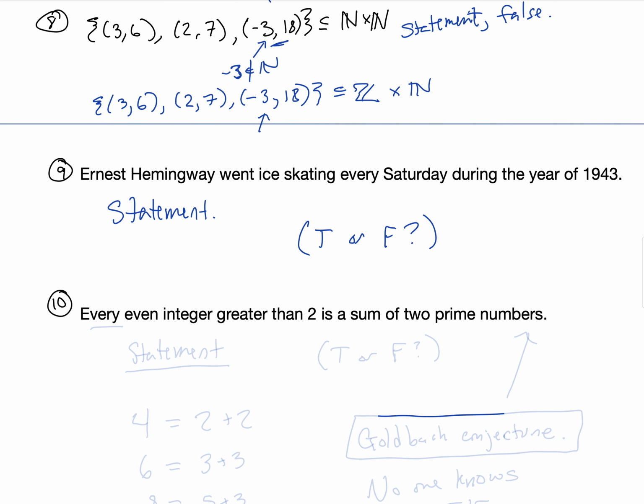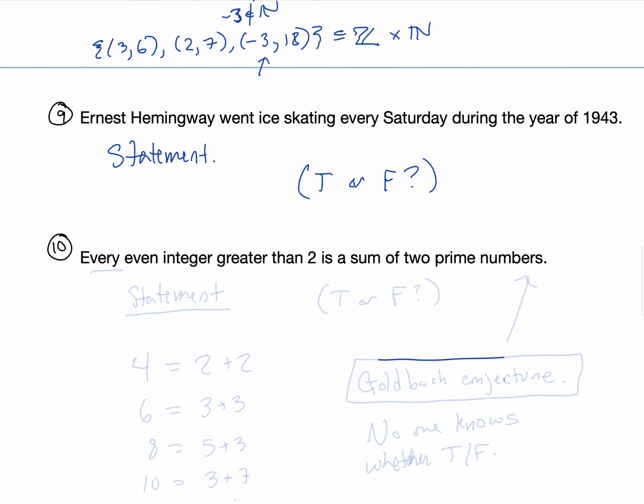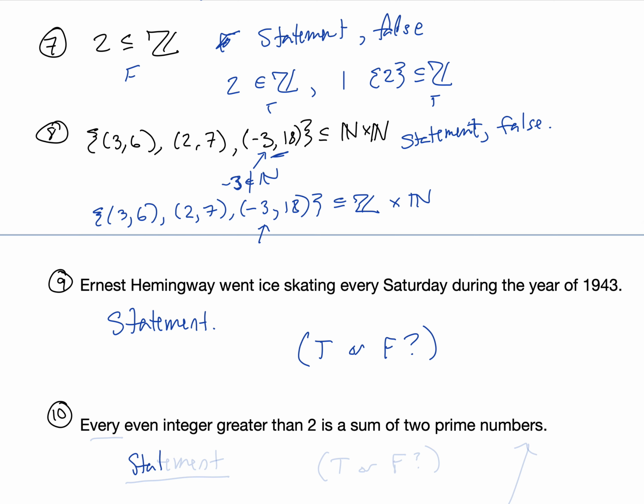Next, every even integer greater than 2 is a sum of 2 prime numbers. So if we look at this, yeah, this is a statement. Again, this is sort of a categorical statement. Either it's true that every even integer greater than 2 is a sum of 2 prime numbers, or it is not true, and therefore it is a statement. And we could say to ourselves, is this true or false?